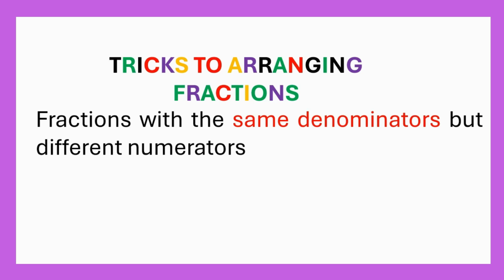First, we'll be looking at fractions with the same denominator but different numerators. Take a look at this example: 5 over 6, 1 over 6, 4 over 6, and 2 over 6. You see that the denominators are the same, while the numerators are different.